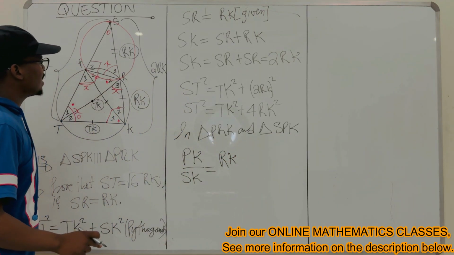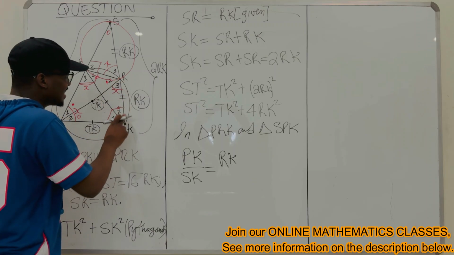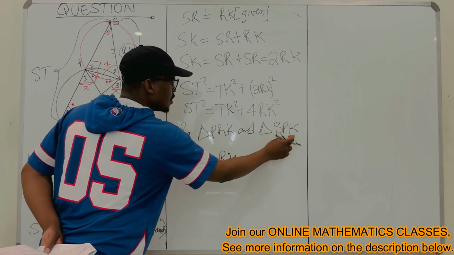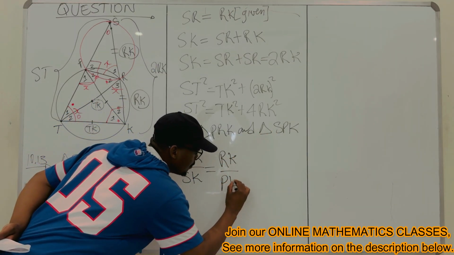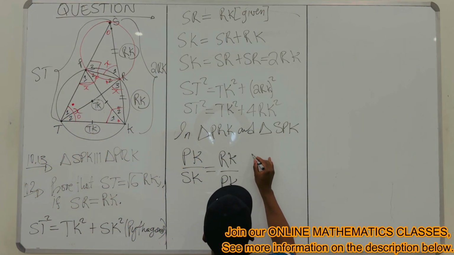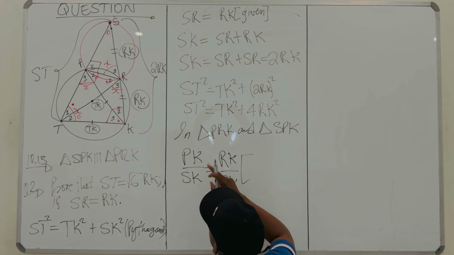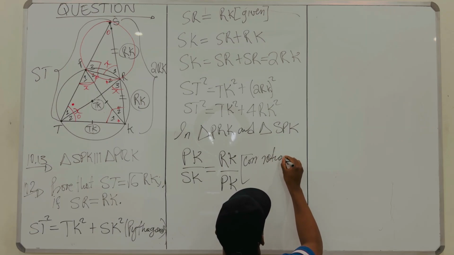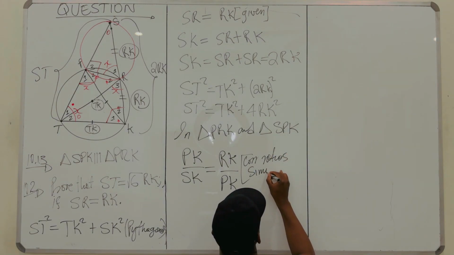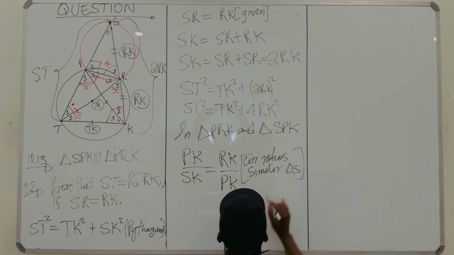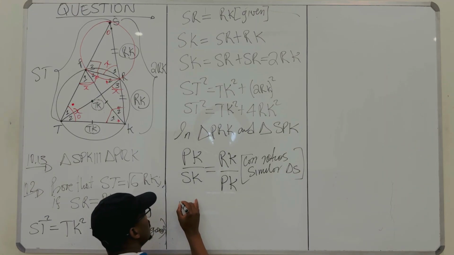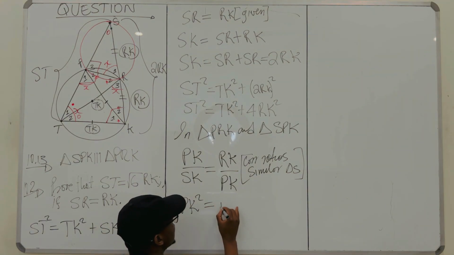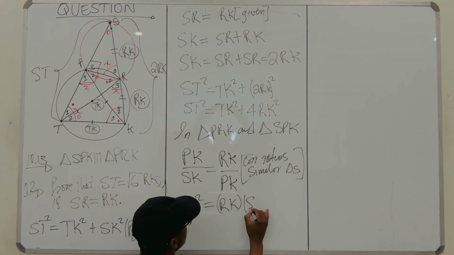Fine. But now, let's say you wanted to look at the RK here. RK of the small triangle is PK of the big one. So these ratios are equal, because if two triangles are similar, the ratios of the corresponding sides are equal as well. So cross multiply, we have PK squared is equal to RK times SK.